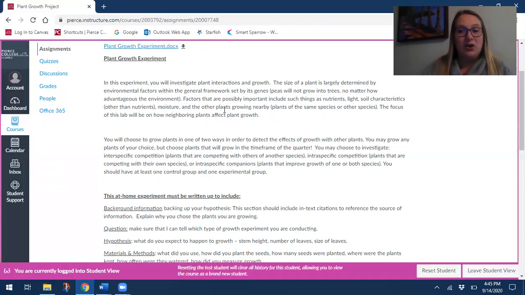You may want to hurry and get some seeds because pretty soon the seeds are going to not be in the stores. So if you need help finding seeds, we can send you some seeds from our biology department. I will need your complete address, and we'll send you some seeds if you want.